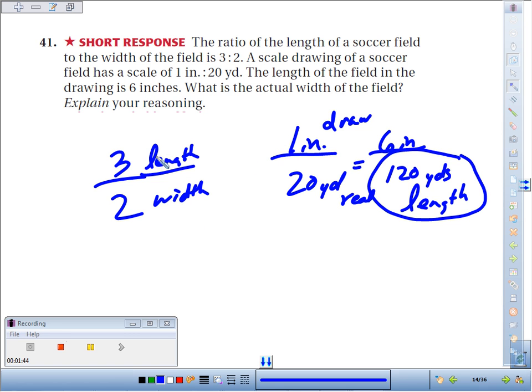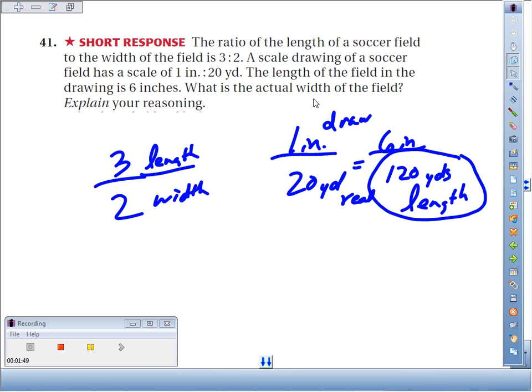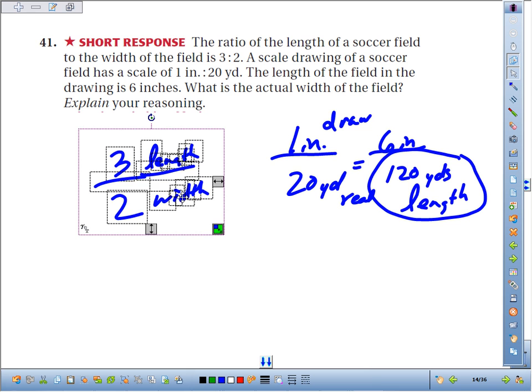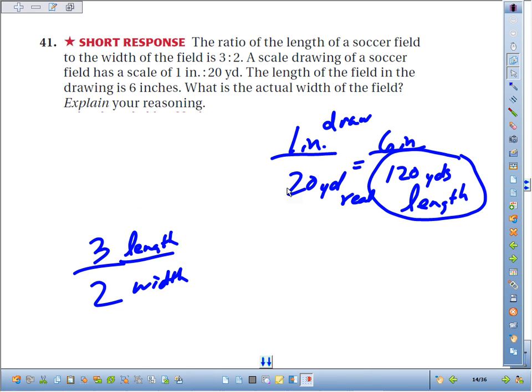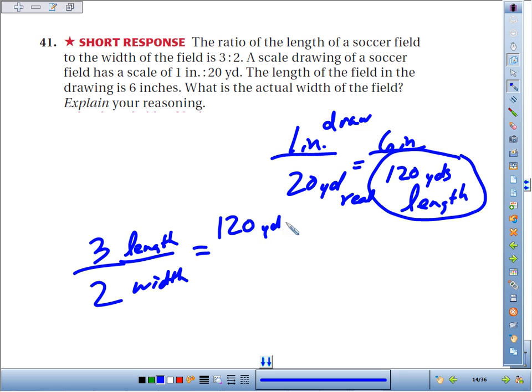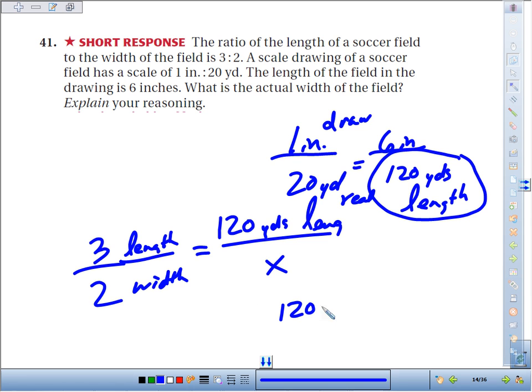So now we're going to go back to this proportion that we wrote at the very beginning, 3 length to 2 width. Well, I've got the length is 120 yards. Okay, I'm going to just label it length because that's what's on top. And I need to solve for the width. So we'll cross multiply and divide. We'll take 120 times 2, divide by 3. 120 times 2 is 240. 240 divided by 3 is 80. So the width of the field is 80 yards.